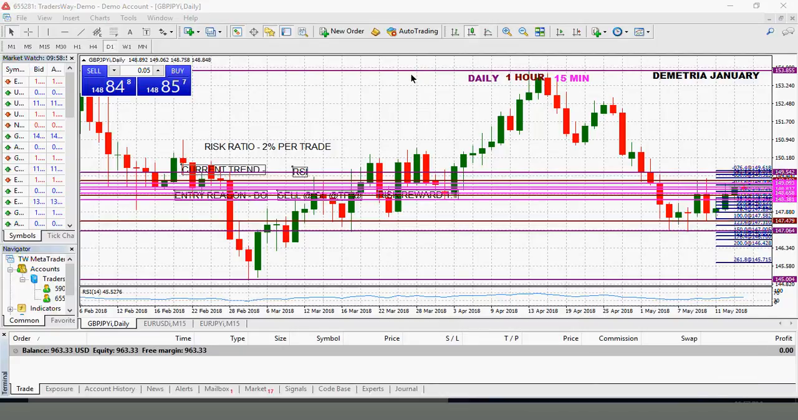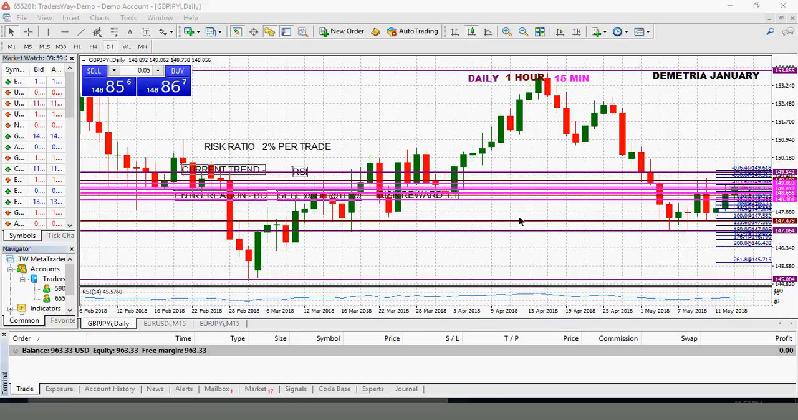Today is May 15th, 2018, and it's currently 11:59 p.m. Pacific Standard Time. I am now viewing the GBPJPY daily chart. I already have some lines plotted here because I started this. I plotted these lines on Monday.